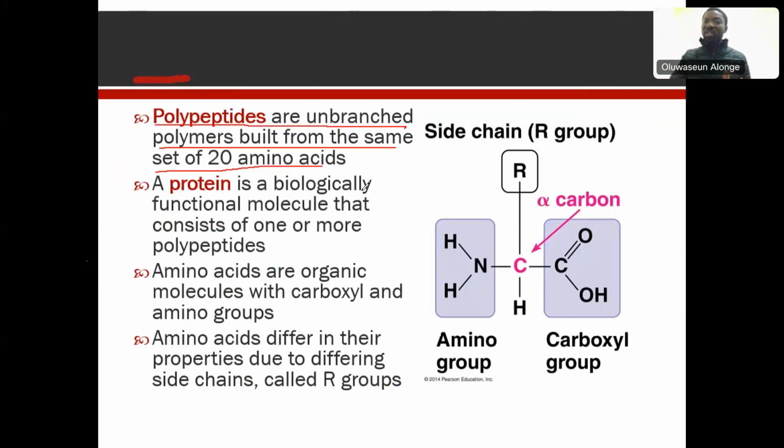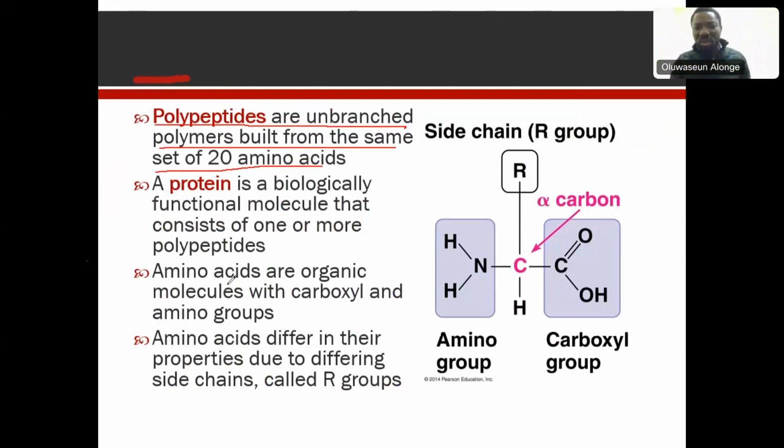Now, a protein is a biologically functional molecule. Now, the difference between a polypeptide, which is a chain of amino acids connected by peptide bonds, and an actual protein is that proteins are usually functional when they become three-dimensional in shape. When they become coiled, twisted on each other, that's the point when they are functional. I'm going to talk about that.